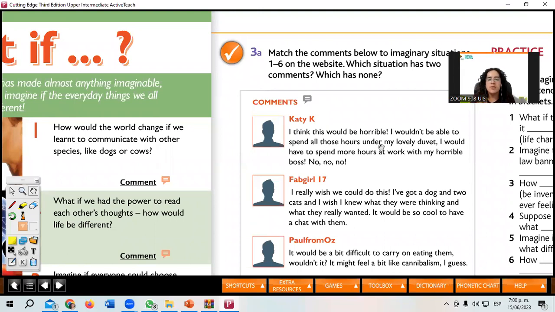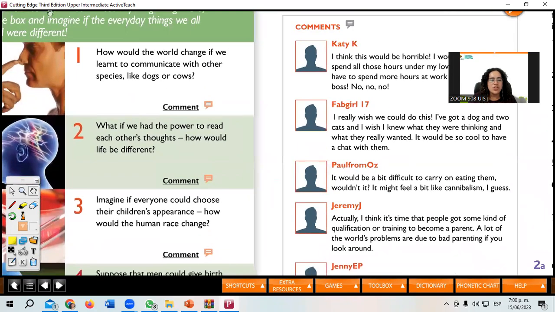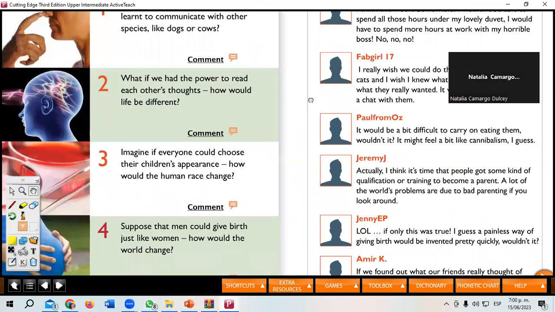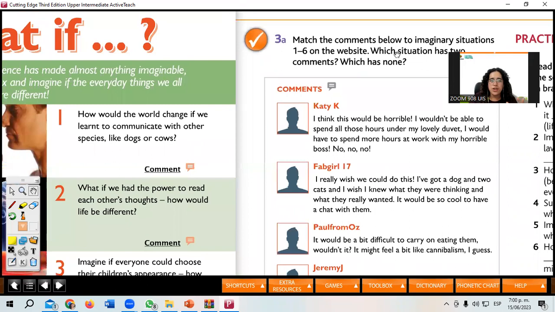I would have to spend more hours at work. What is the situation she's referring to? Situation 5, yeah. So if you didn't have to sleep, then you would have to work more and more hours. She said, absolutely not. So the first comment is for situation number 5. Okay, let's read the second.